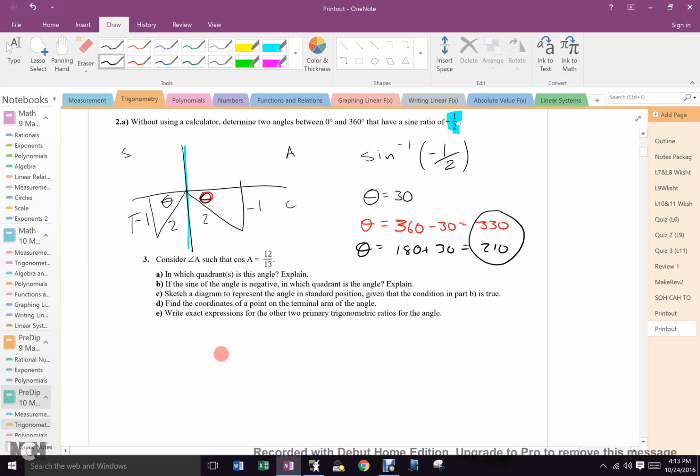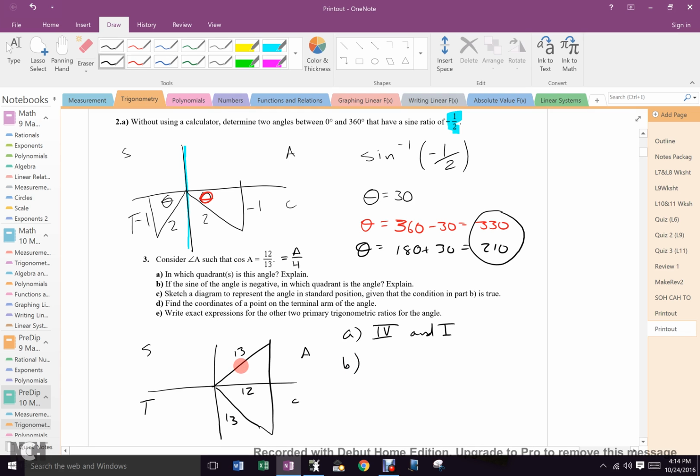Cos A is 12/13. That's positive, C-A-S-T. So it has to be over here. Cos is adjacent over hypotenuse. So my hypotenuse is 13, as it always is. And this part has to be 12. So A, it's in quadrants 4 and 1.